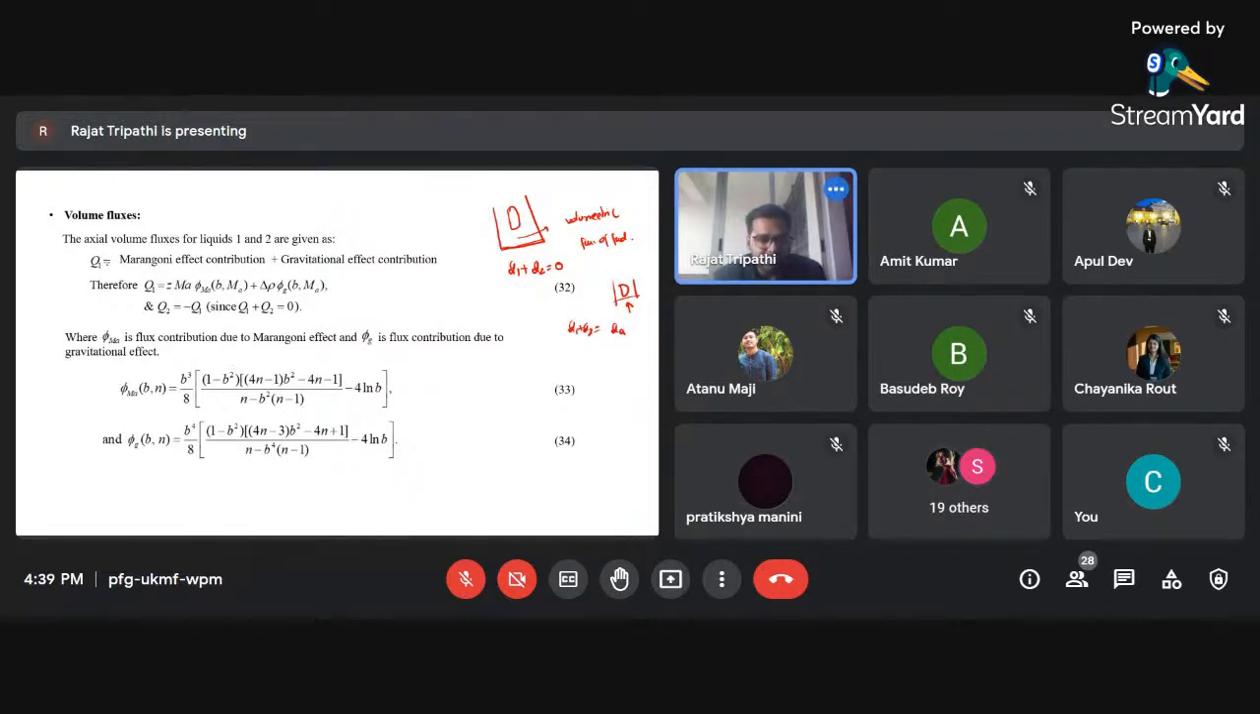So when we use the expressions of W1 and W2, the volumetric flux of fluid 1, Q1, comes into this form: Z times the Marangoni number times the function phi_Ma of b, plus delta rho times phi_g of b, where phi_Ma and phi_g denote the contributions to the volumetric flow. Phi_Ma denotes the contribution due to Marangoni convection to Q1, and phi_g denotes the contribution due to the gravitational effect to Q1. Because we have nice expressions for phi_Ma and phi_g with respect to this variable b, if we set different values of n, we can plot phi_Ma and phi_g with respect to b.